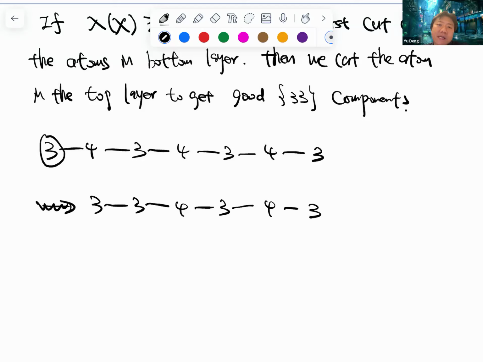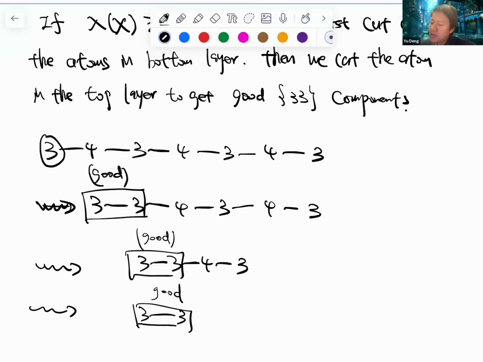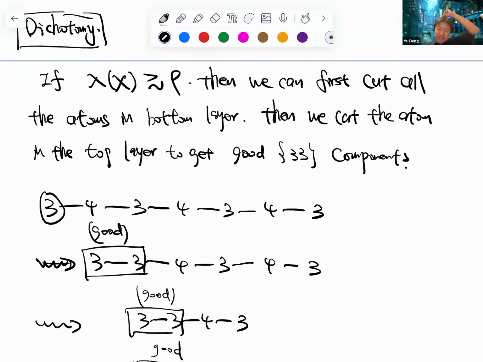And this adjacent atom becomes degree 3 also. And you can cut this, which is good. Then you get, sorry, the next thing gets to degree 3. Again, this is good. It's also good. Okay, so this is kind of a brief discussion. Of course, in reality, you need to work a lot, really a lot more to make everything a precise algorithm. But this is my idea.